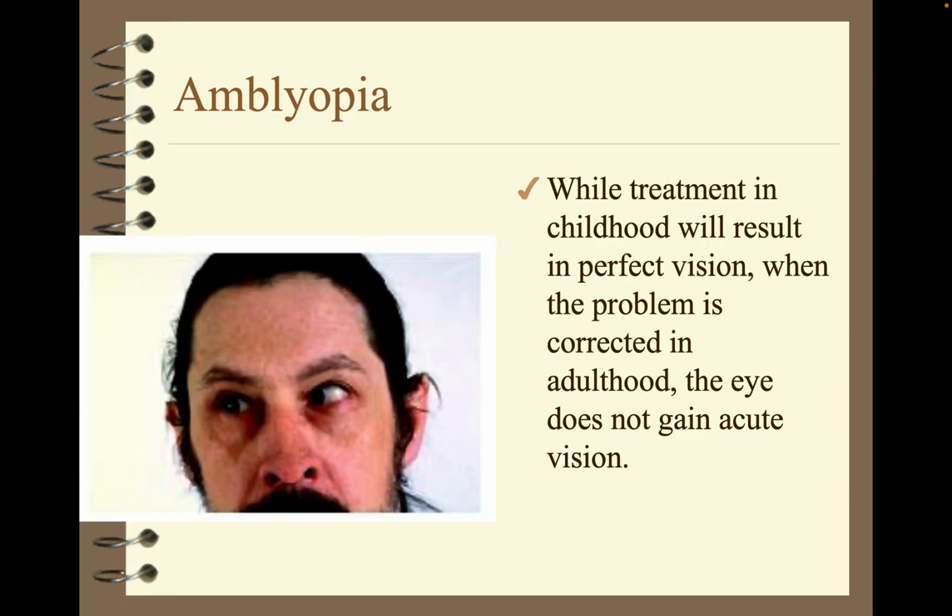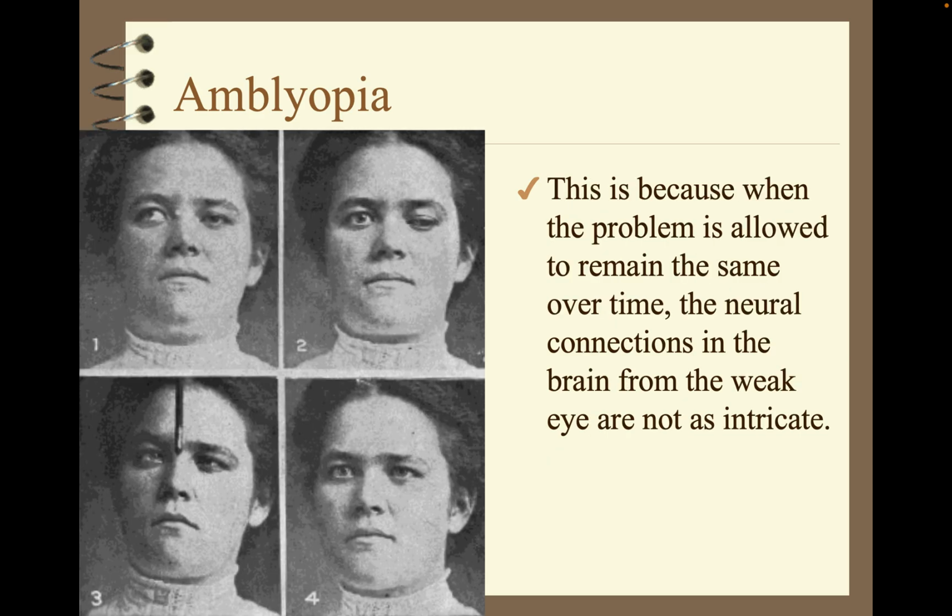While treatment in childhood will result in perfect vision, when the problem is corrected in adulthood, the eye does not gain acute vision. And this is what it looks like. This is because when the problem is allowed to remain the same over time, the neural connections in the brain from the weak eye are not as intricate.